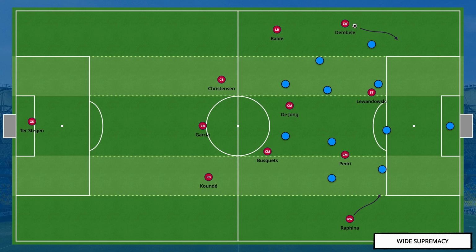Dembele and Rafinha both allowed this to happen. So Barcelona would initially be attempting to isolate defending fullbacks, with both Dembele and Rafinha being excellent ball carriers, and in 1v1 situations, this allowed Barcelona to get a lot of success.